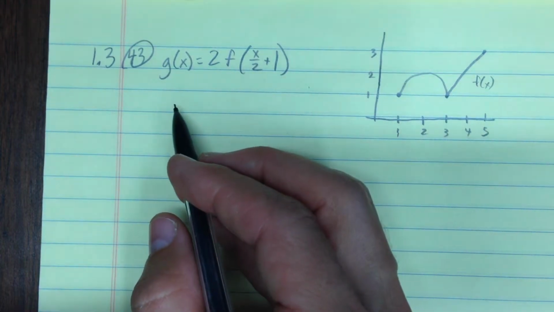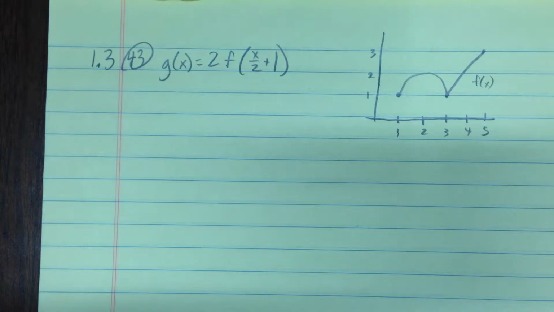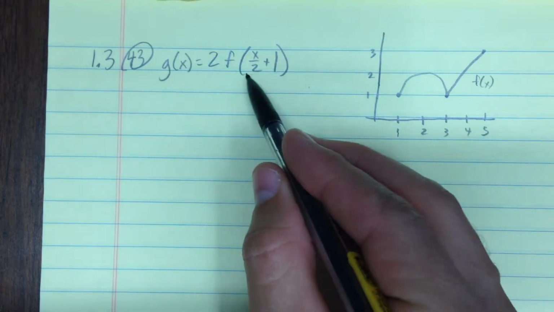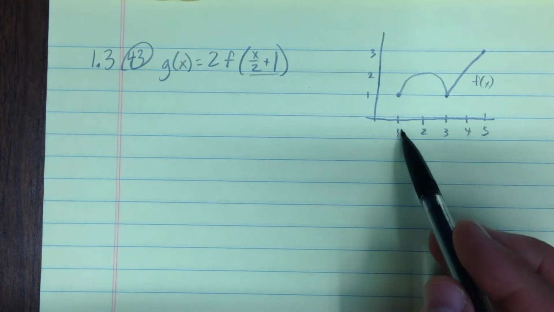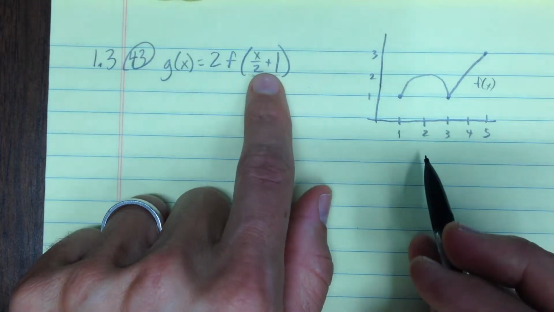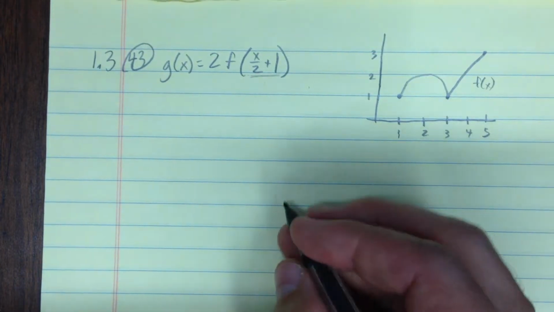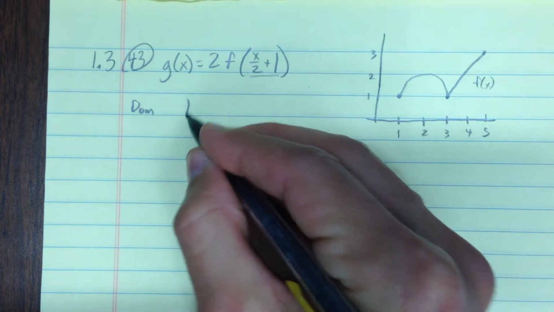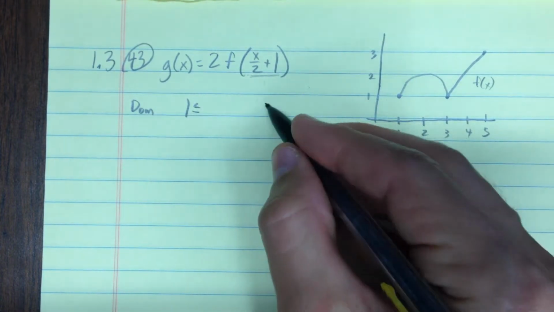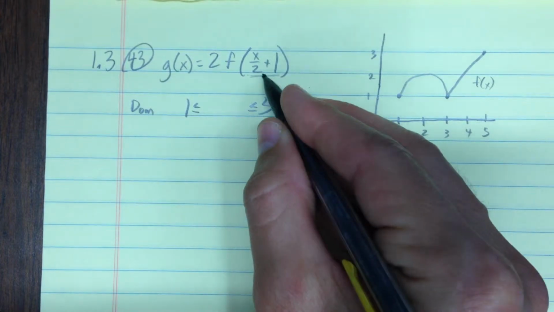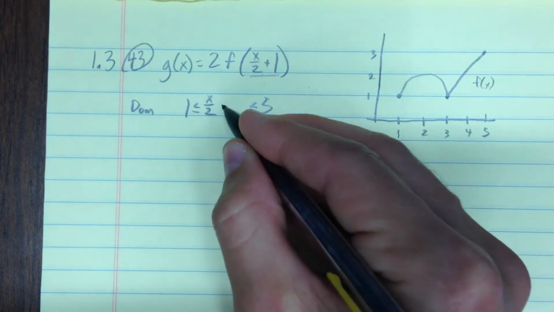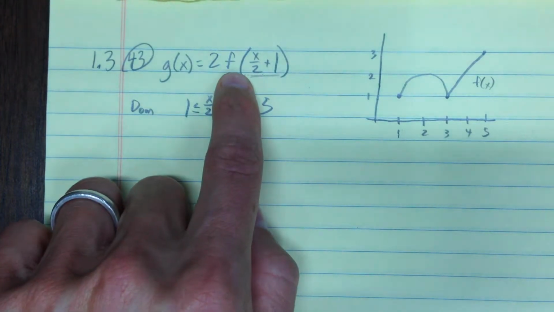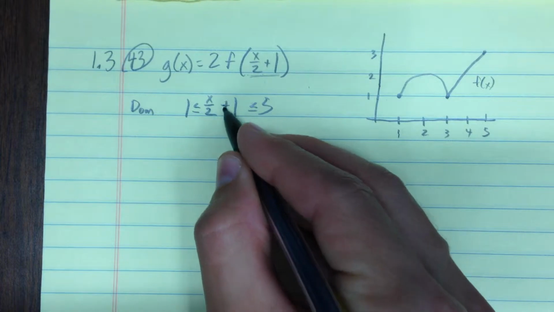How do I get the domain of g of x? Well, notice that in order for this to be a valid input, the input here has to be between 1 and 5. That's an input that goes into f. So really what I have to have for the domain is I have to have the input make sense between 1 and 5. If that is between 1 and 5, this will make sense. Now, what does this say about x itself?